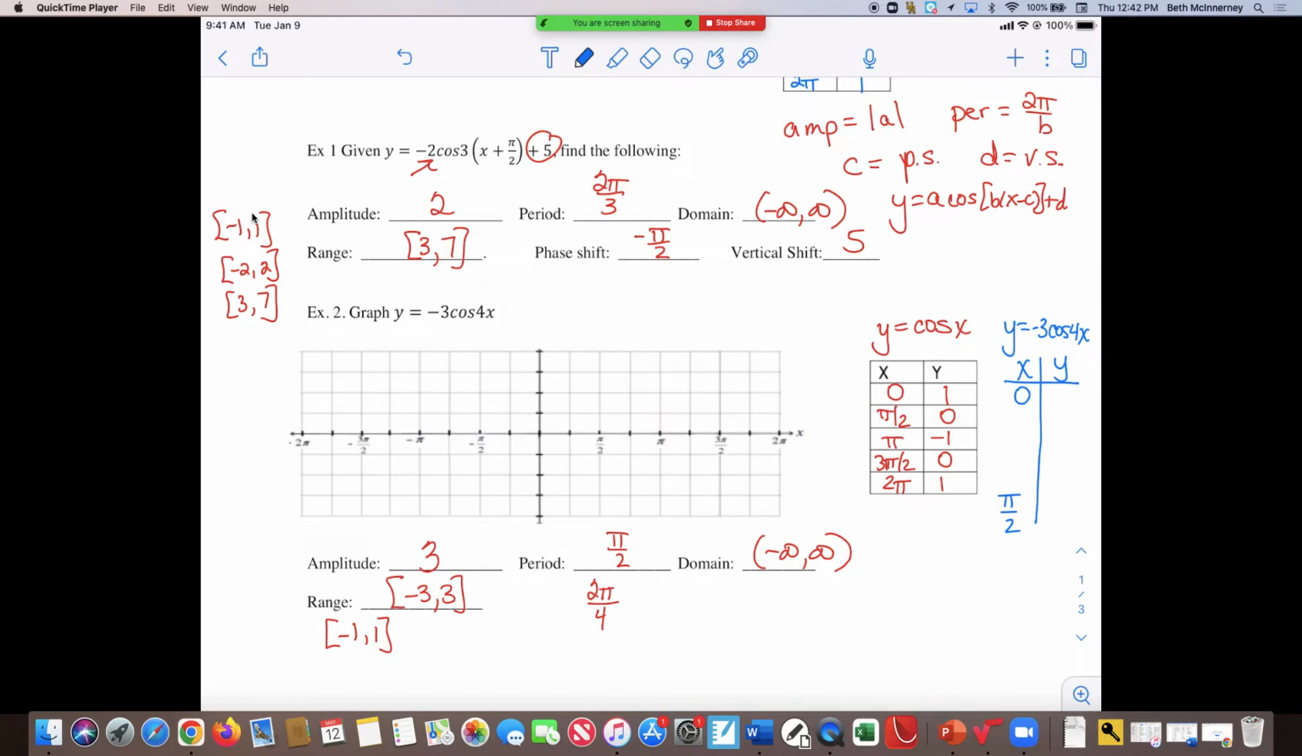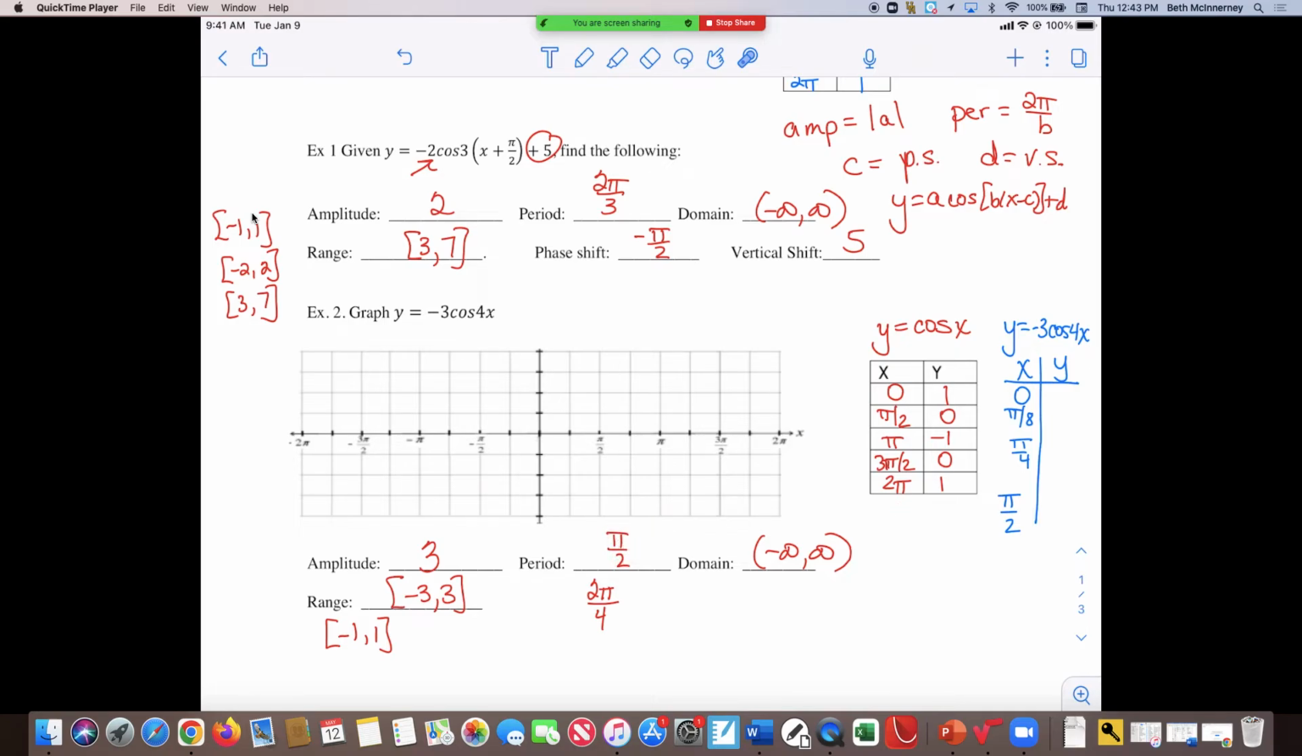All right, here's where it gets tricky. What's halfway between 0 and pi over 2? Pi over 4. All right, well, what's halfway between 0 and pi over 4? Pi over 8. Because in our table, we want to get one period length. So the start is 0 and the end is the period. And we determined the period was pi over 2.